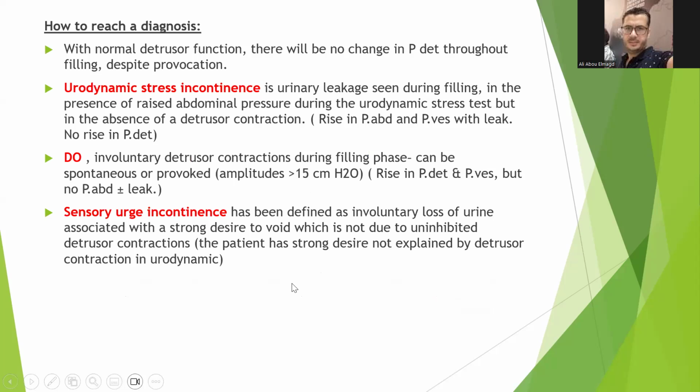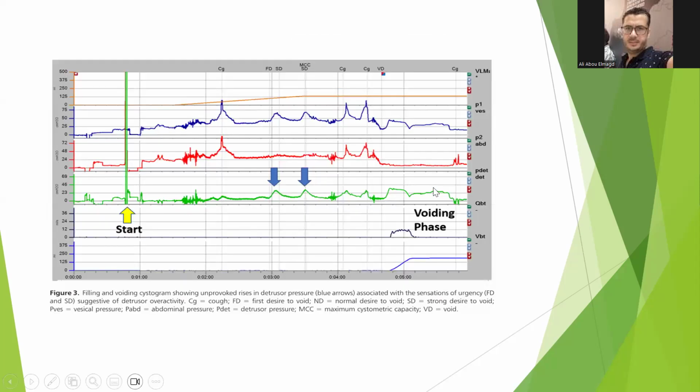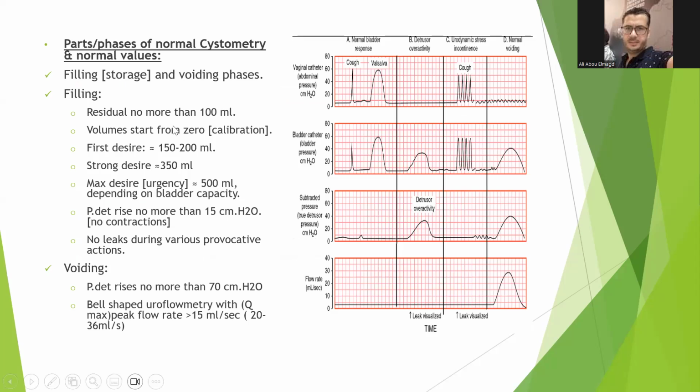If the patient has symptoms of urgency or involuntary loss of urine, but this is not explained by the urodynamics, we call this sensory urge incontinence. This is some numbers about the normal parameters and the normal readings of the urodynamics.